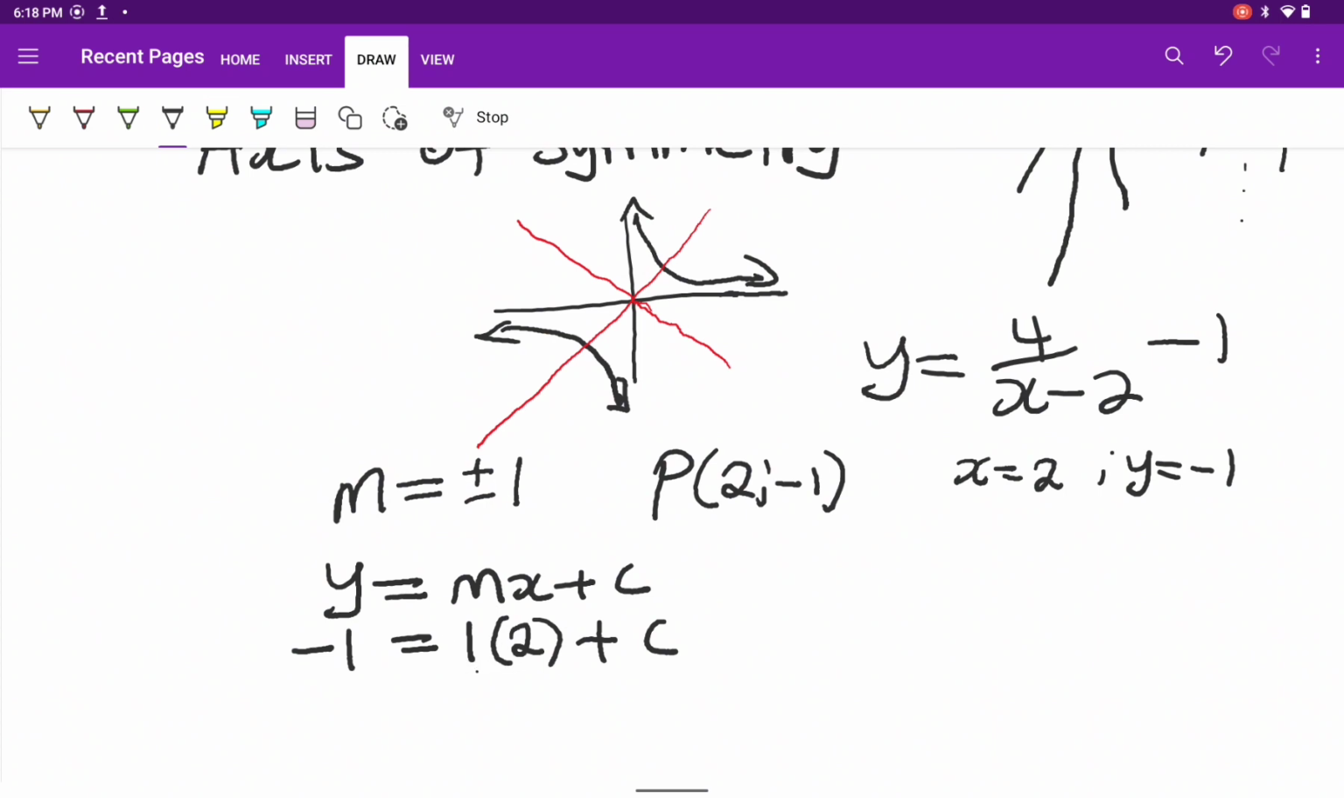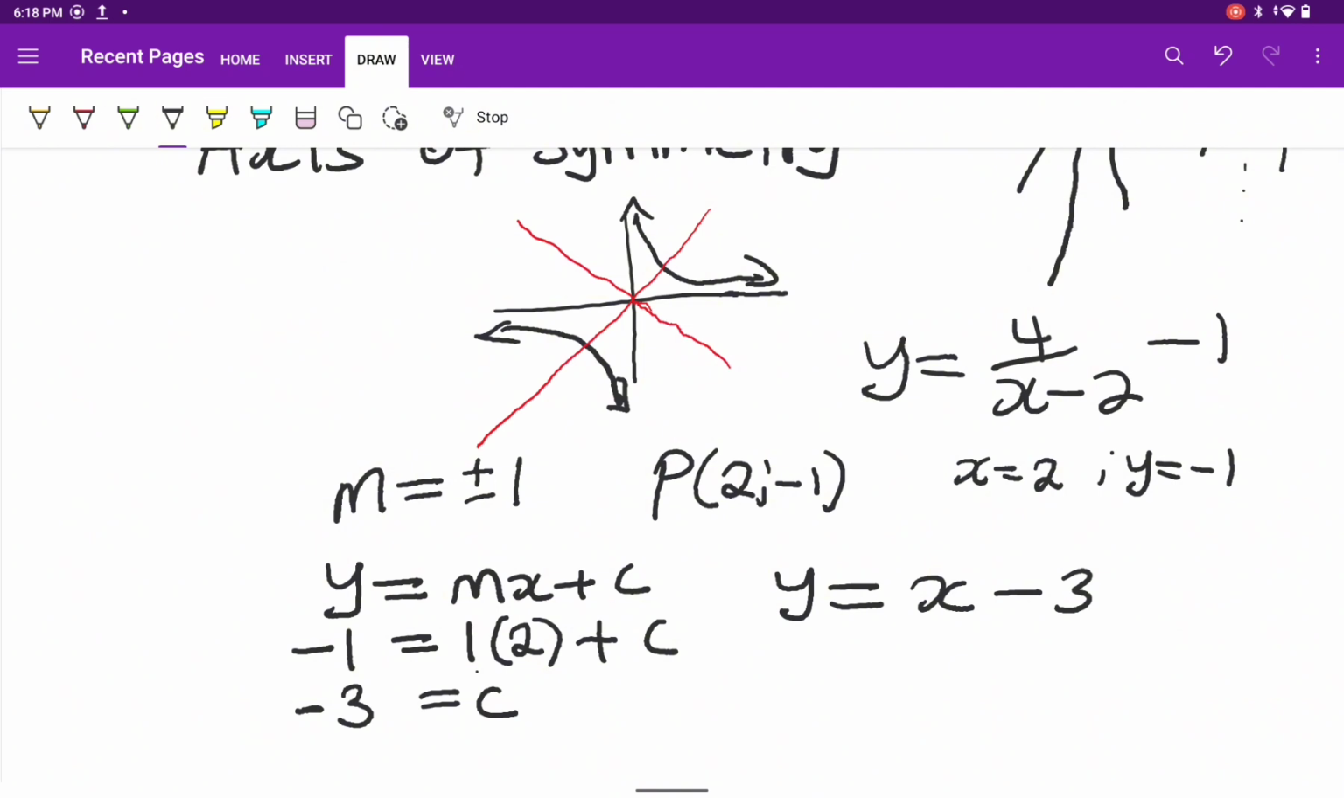When we take the 2 to the other side, it becomes negative. So it's -1 minus 2, which is -3, giving us the c value of -3. Therefore we can substitute and get our equation. So the equation will be y = 1x, and then the c is -3. So the first equation is the line y = x - 3.